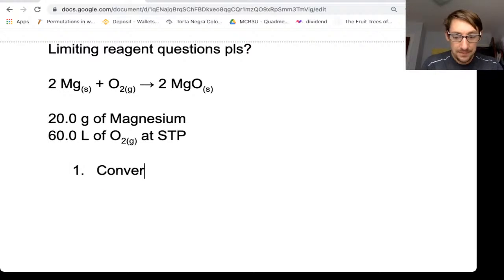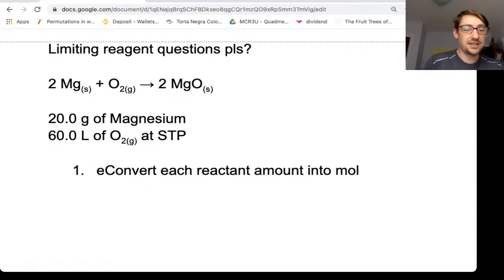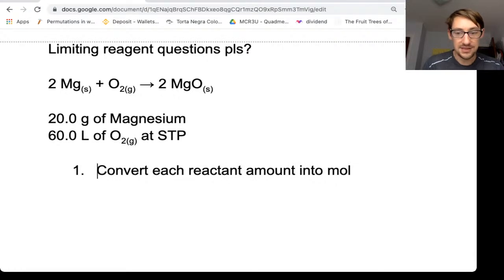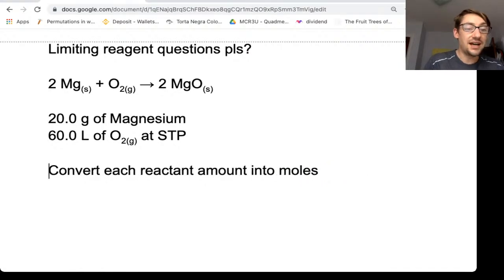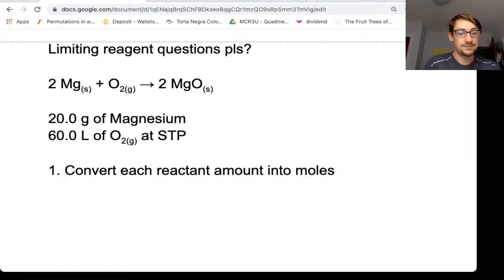Convert each reactant amount into moles. The reason we have to convert to moles is because it's how we count molecules. And these coefficients sitting in front tell you how many of each thing react with the other thing. So the first step of a limiting reactant problem is going to be some kind of formula.